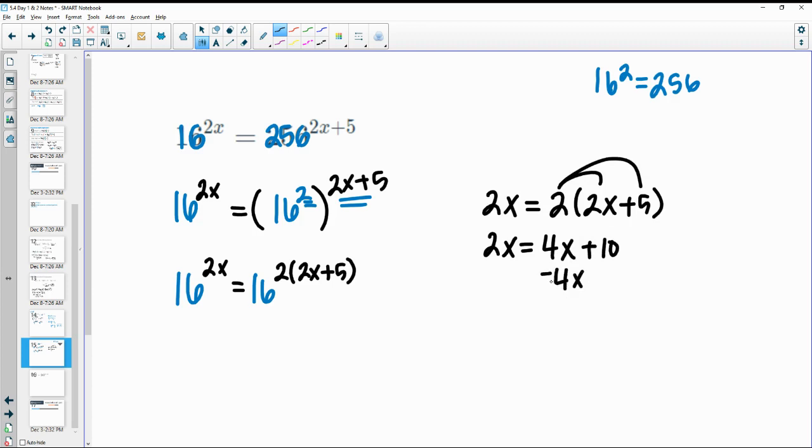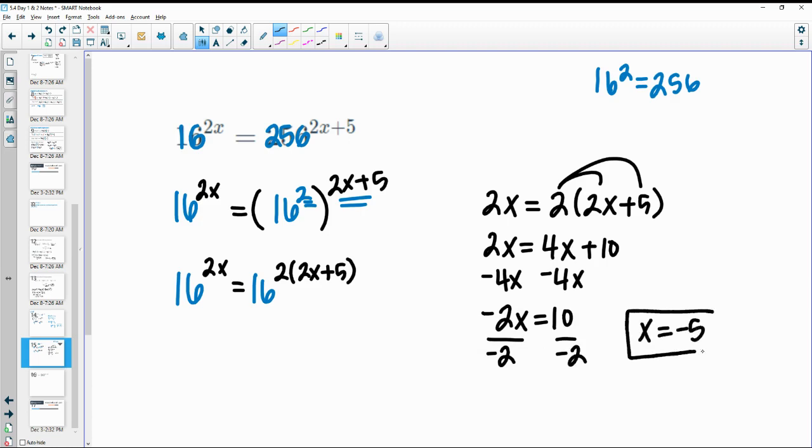So I'll subtract 4x from both sides to get the x's together. So we get negative 2x equals 10. Divide by negative 2, and we get x equals negative 5.